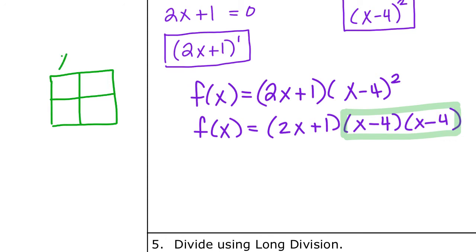I have x minus 4 times x minus 4. On the top left, x squared. Bottom left is negative 4x. Top right is negative 4x, and bottom right is positive 16.